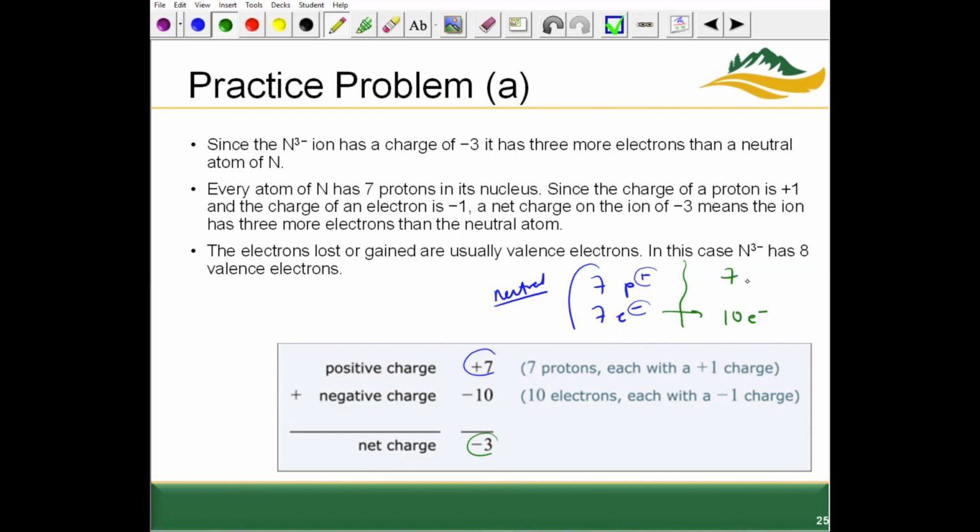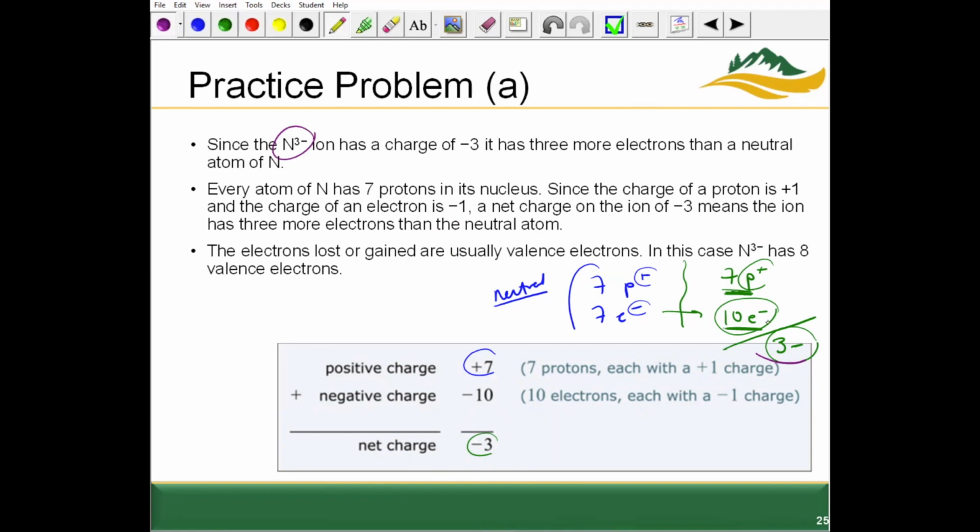Still has the same number of protons, right? Protons do not change. Protons are the identifying factor of an element. If you change the number of protons, you have a completely different element. So 7 positively charged protons now, but with 3 additional electrons, that nets out to the 3 minus charge we expect for the nitride anion. So that's how we get the 3 minus charge on nitride.